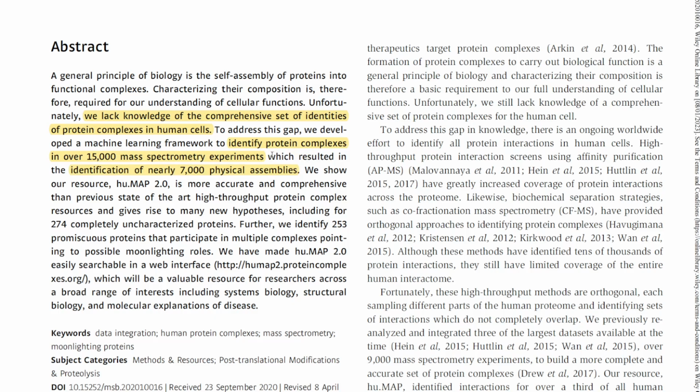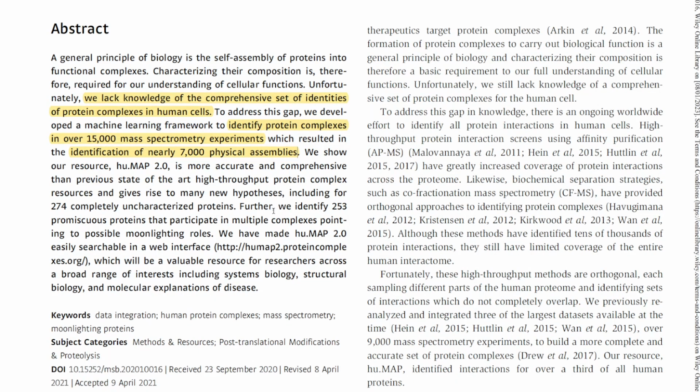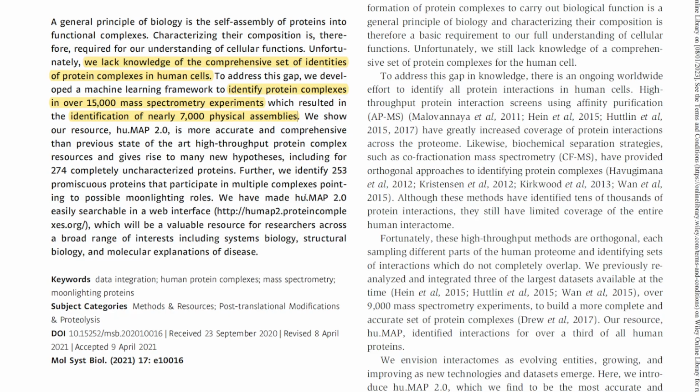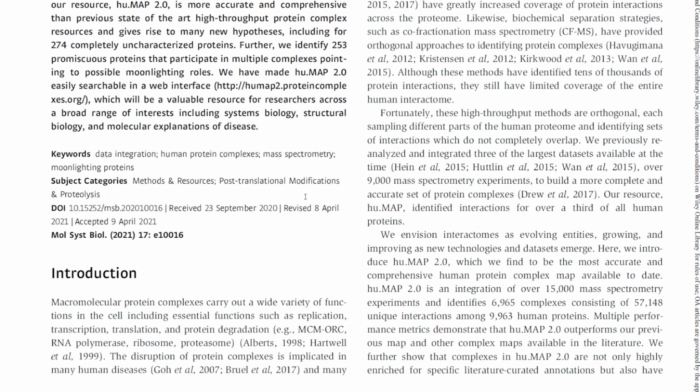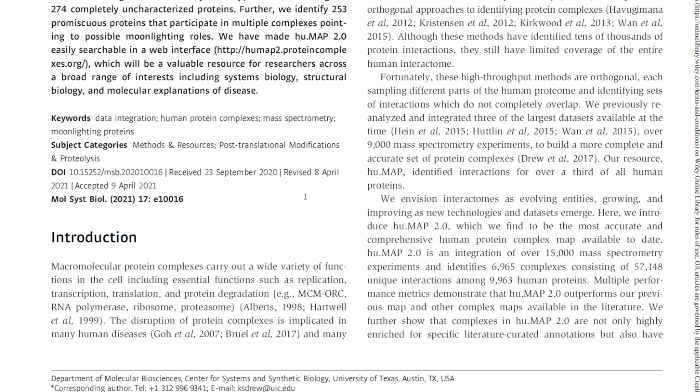Keywords: data integration, human protein complexes, mass spectrometry, moonlighting proteins. Integration of orthogonal high-throughput mass spectrometry datasets using a machine learning framework reveals nearly 7,000 human protein assemblies and offers insights into novel protein function.